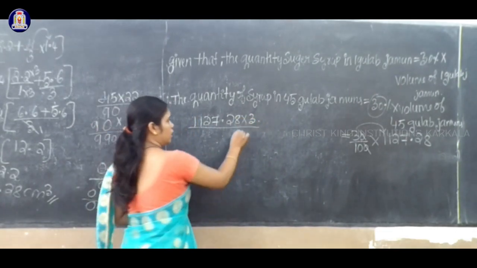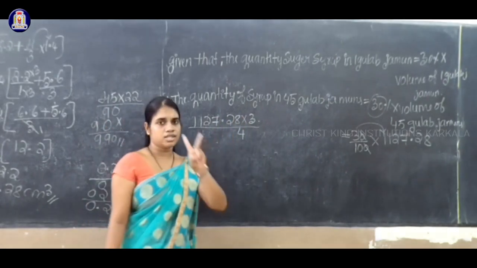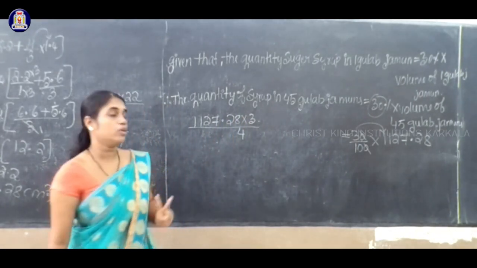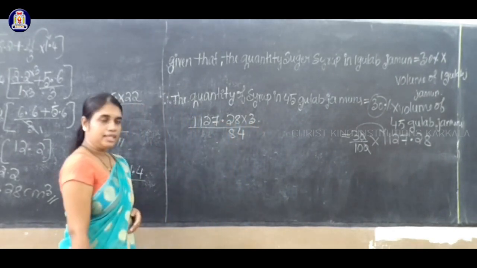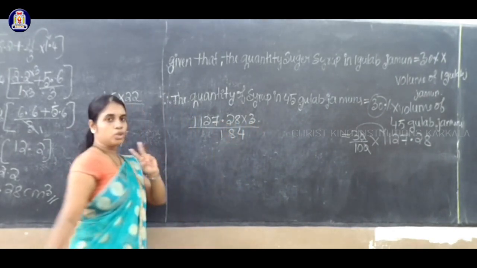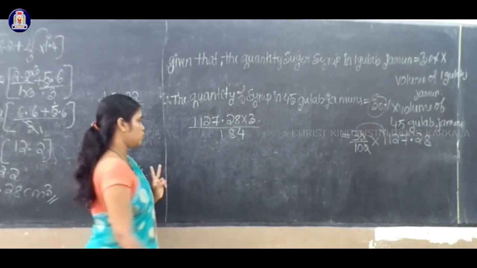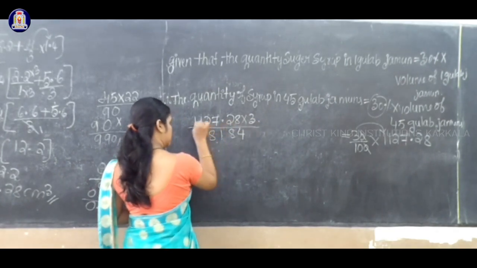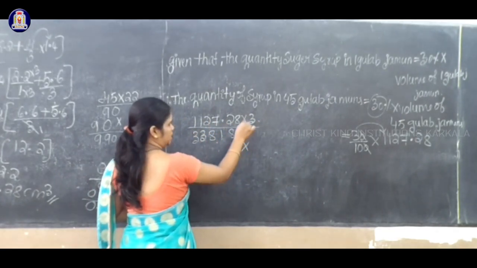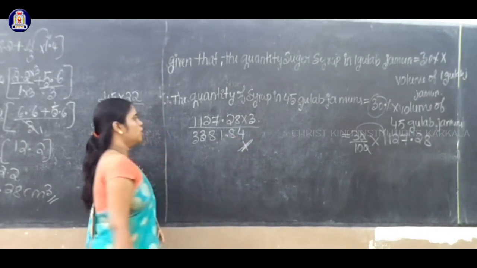8 3s are 24. 2 carry. 3 2s are 6. 6 plus 2 equal to how much? 8. 7 3s are 21. 2 carry. 3 2s are 6. 6 plus 2 equal to how much? 8. 3 1s are 3. 3 1s are 3. Once again. Okay. Yes. Finished. So therefore what is the answer?